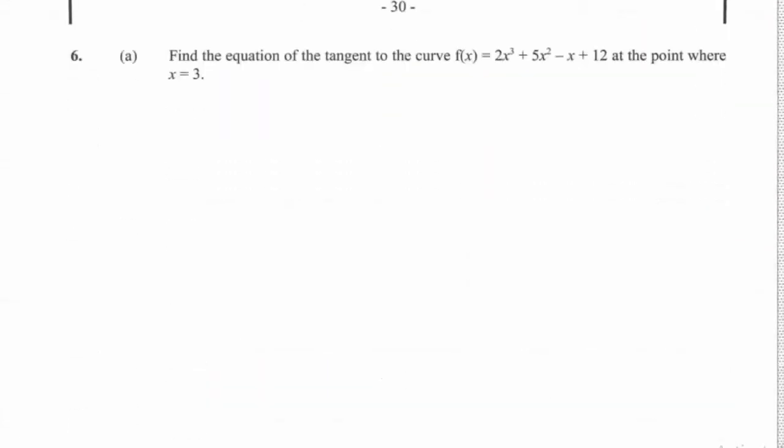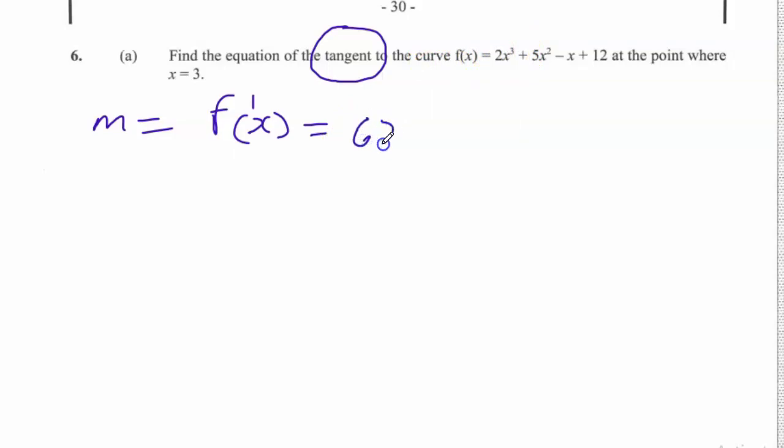Question 6. Find the equation of the tangent to the curve at the point where x is equal to 3. So the tangent is a straight line, so of course you want the gradient of that line. Now the gradient m of that line is given by f prime x, the derivative. So f prime x would be equal to, differentiate, multiply by the power, subtract 1 from the power, so 3 times 2, that's 6x squared, plus 10x, and this is negative 1x, so that's negative 1, differentiate 12, you get 0.